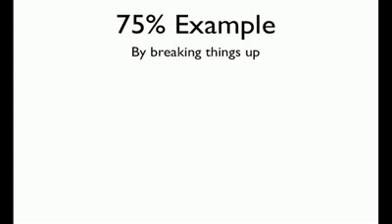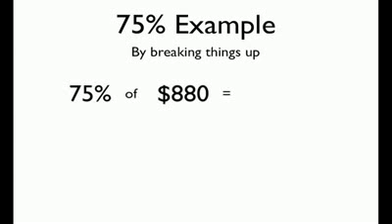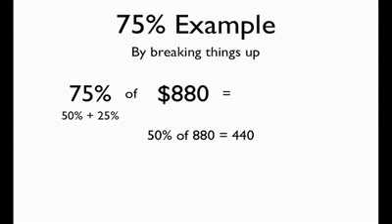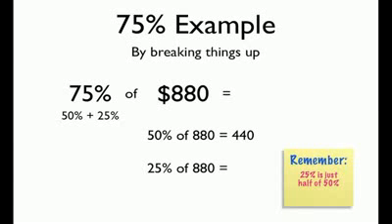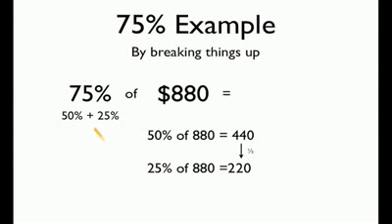We're going to try 75% now, doing the same thing, breaking it up. Now there's a couple different ways to break up 75%. I've chosen 50% plus 25% for this example. 50% of 880 gives us 440. Now we need to find 25% of 880. Now remember, 25% is just half of 50%. Well, we already solved 50%, so let's just take half of that. 440 divided by 2 gives us 220. That was pretty easy. Now, we broke it up, so we're going to put it back together. 440 plus 220. That gives us our final answer of $660.